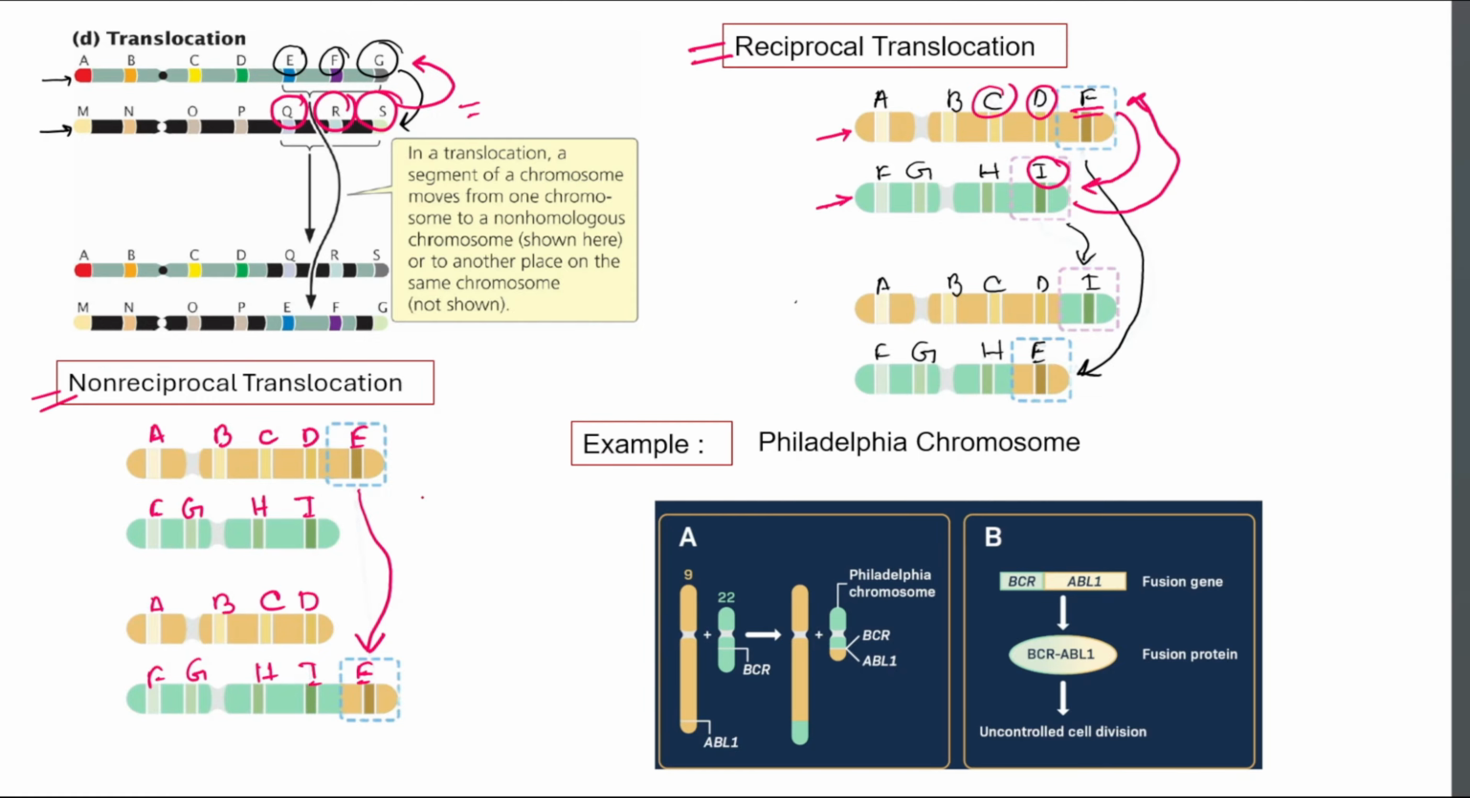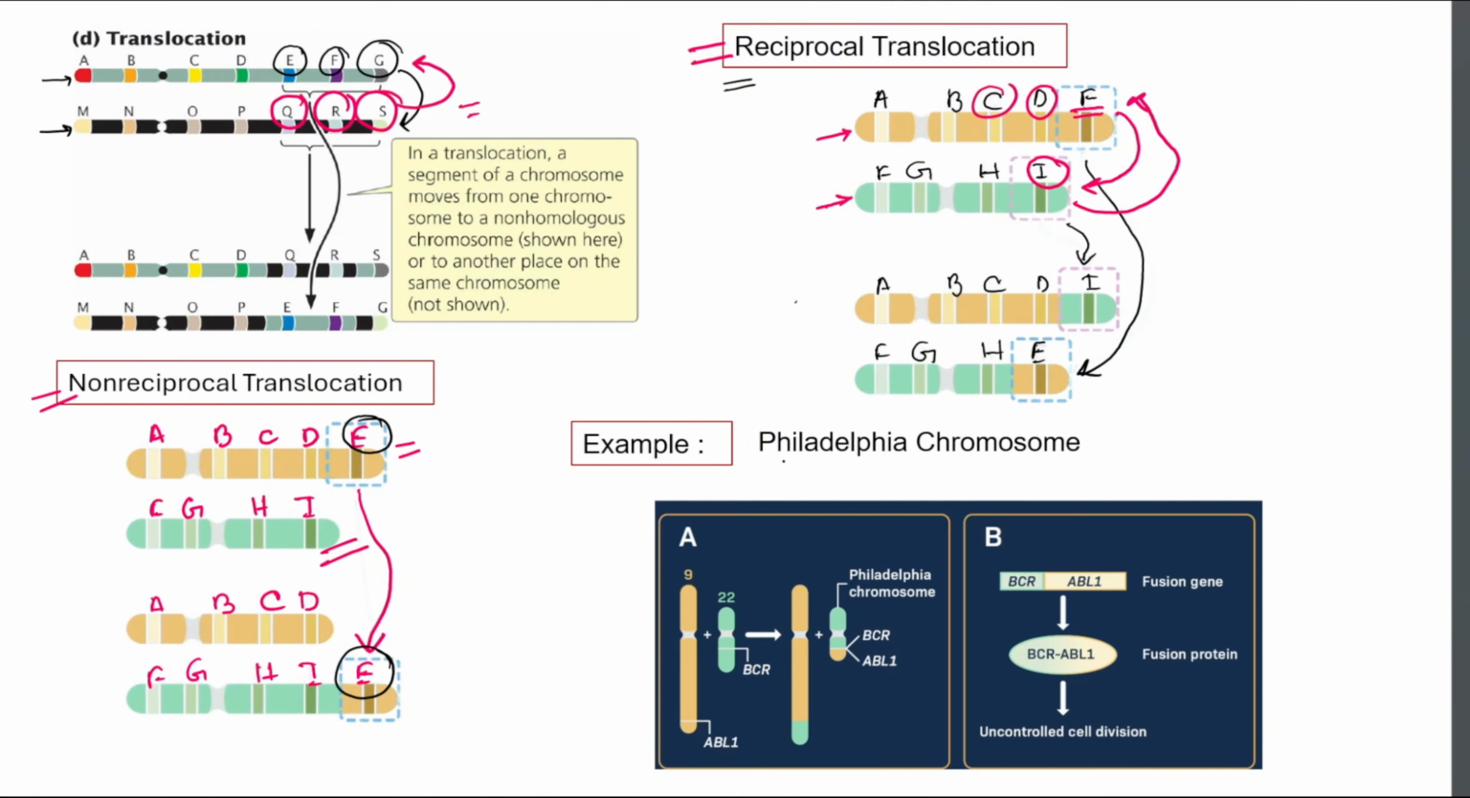But in non-reciprocal translocation, a chromosomal segment moves to another chromosome without any exchange. So here is A, B, C, D, E, and the E segment is moved to the other chromosome, F, G, H, I and E. Here no exchange happened. In reciprocal translocation there is an exchange between two non-homologous chromosomal segments, but in non-reciprocal translocation, only one chromosome donates a segment without any exchange. This is called non-reciprocal translocation.